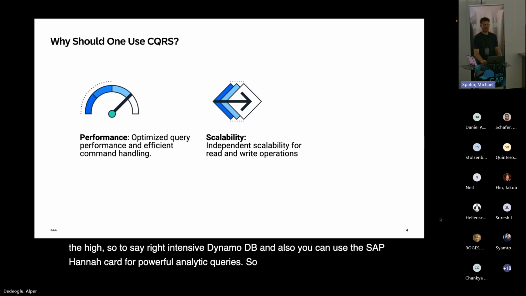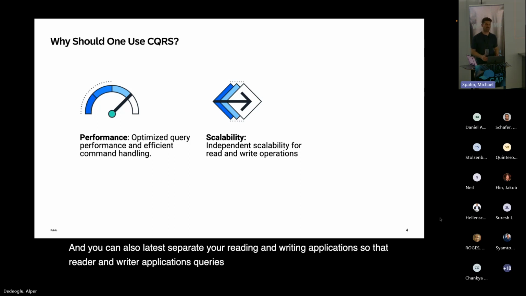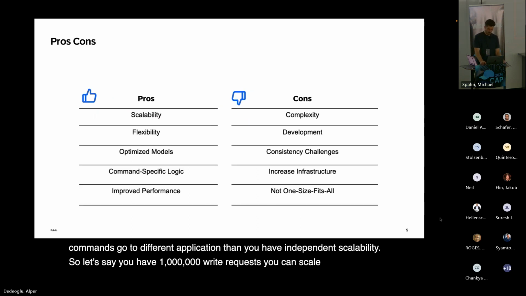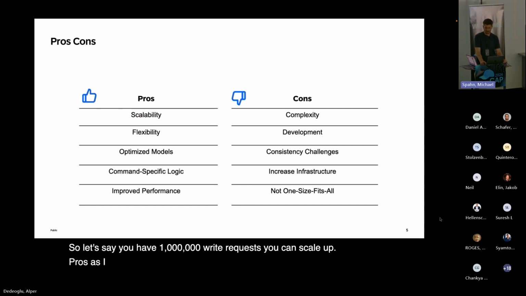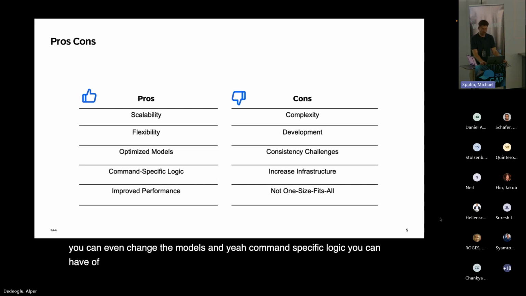So that's the idea. And you can also later separate your reading and writing applications, so that queries go to one application, and commands go to a different application. Then you have independent scalability. So let's say you have 1 million write requests, you can scale up. Pros, as I said already, are mostly scalability, flexibility, and optimized models for command and query separately. In this case, I will use the same CAP model, but you can even change the models. And you can have command-specific logic, of course. Also performance is improved in terms of writing. I will do the demo for write-intensive today.